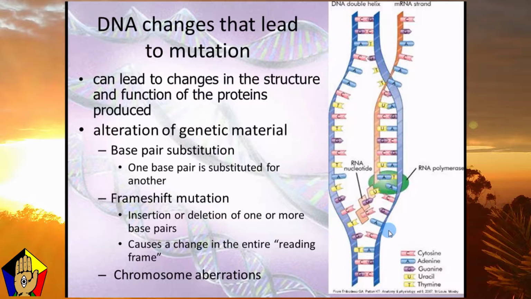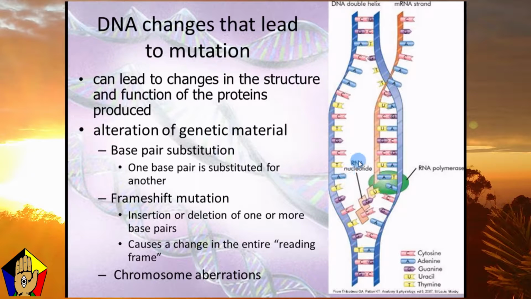Here are kind of the major types of mutations. So we saw some of the causes and we saw some of the effects, but now looking at the DNA, the major changes. So first you can have a base pair substitution, or a frameshift mutation, or an overall chromosome change. We're going to focus on these two right now. We're going to talk about chromosome changes a little bit later.